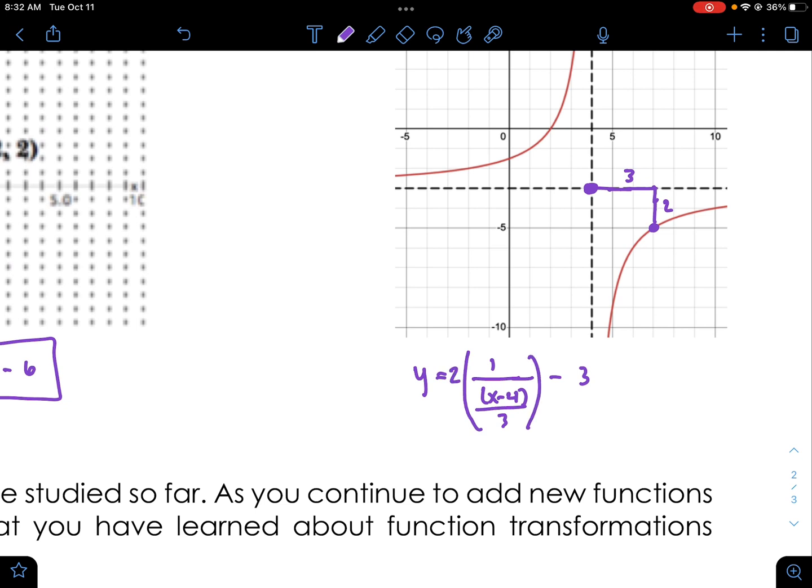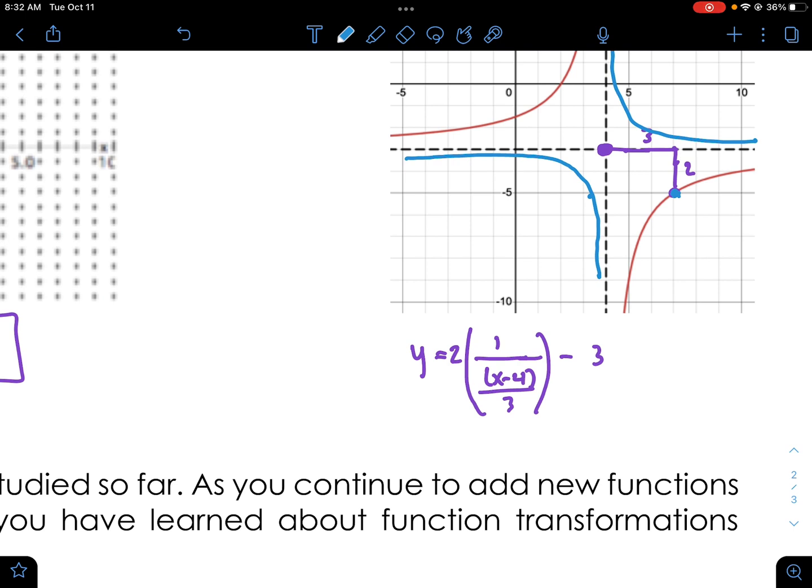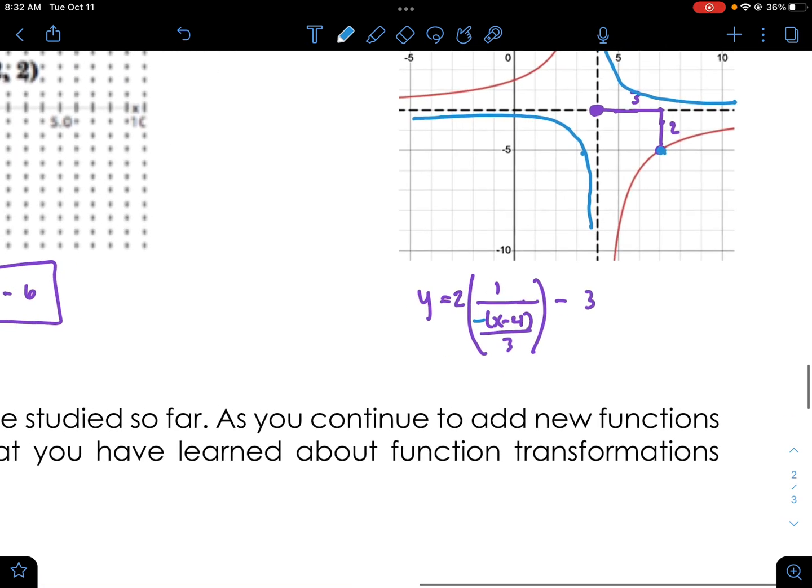And then the last thing you need to check is, were there any reflections? Typically, the rational function, the parent graph, would look like this. And so you can see that this blue piece over here has reflected over to here. And so what that tells you is that there is a reflection over the y-axis. So because there's a reflection over the y-axis, we'll put a negative sign right in front of the parentheses of x minus 4. That tells us that there's been a reflection over the y-axis. And so you have this equation.